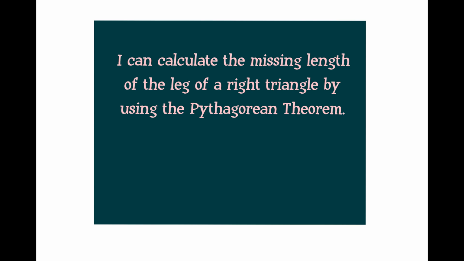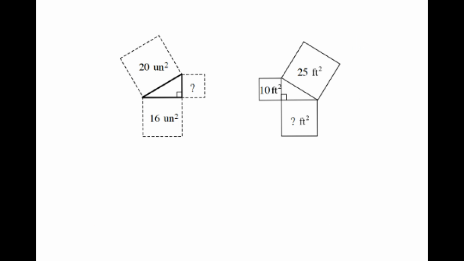In this video, you will learn how to calculate the missing length of the leg of a right triangle by using the Pythagorean theorem. So far, we have talked about how the Pythagorean theorem tells us that if we take the area of the squares off of the legs of the triangles and we add them, it will equal the area of the square off of the hypotenuse of the triangle.